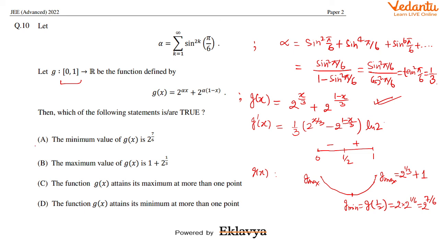You can see now, checking the options. Option A, the minimum value of g(x) is 2 raised to the power 7 by 6, is correct. Option B, the maximum value of g(x) is 1 plus 2 raised to the power 1 by 3, is correct. Option C, g(x) attains its maximum value at more than one point, obviously at 0 and at 1, both points are maximum value points, so it is correct. And g(x) is attaining its minimum value at only one point, that is x equal to half. So D is not a correct option. A, B and C are the correct options to this question.